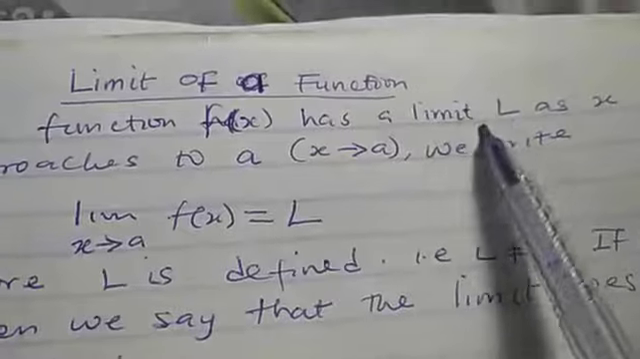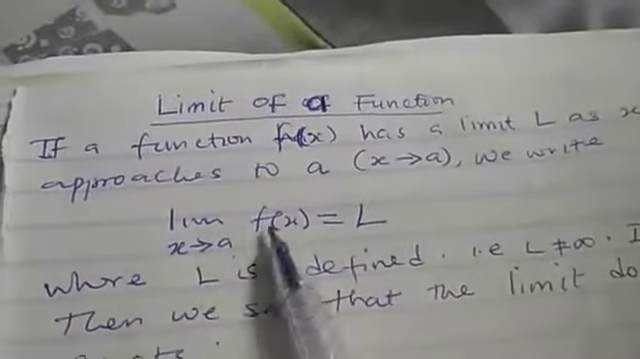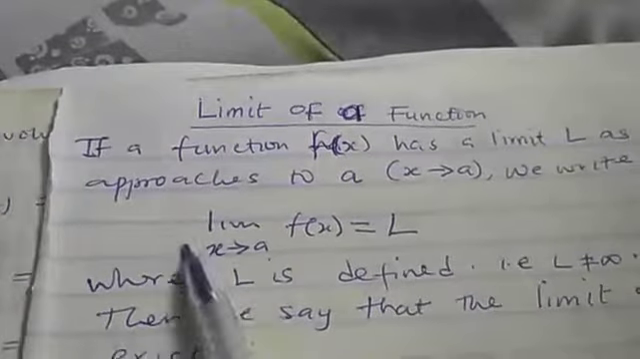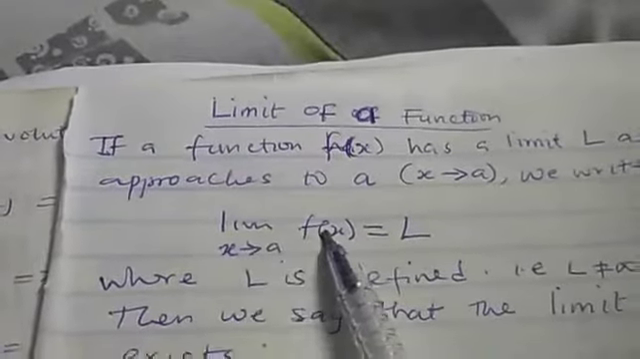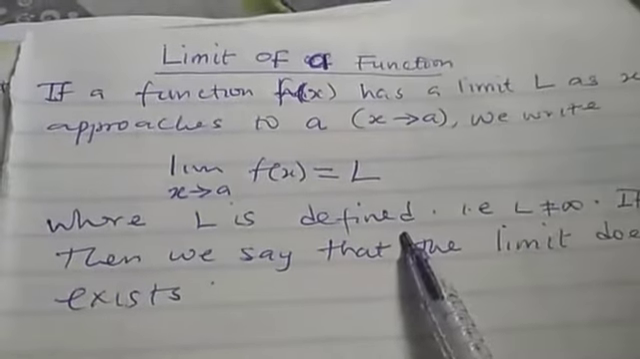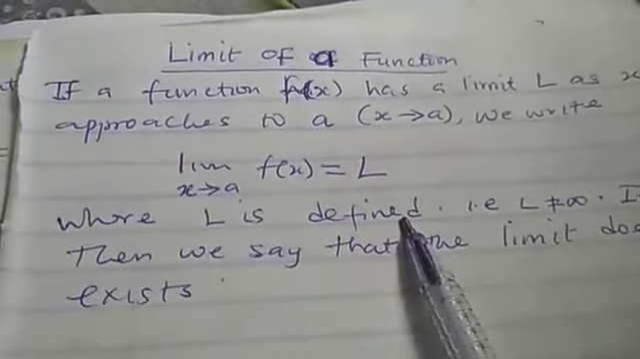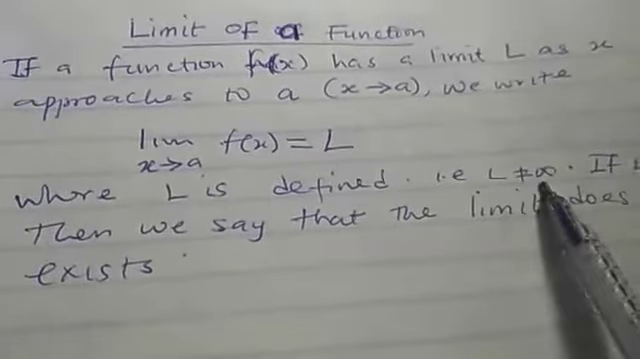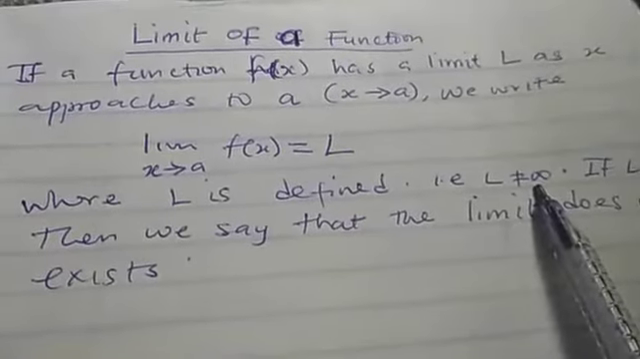Limit of a function. If a function f of s has a limit L as s approaches a, we write it in this format. This is how to write a limit. We say that the limit of f as s tends to a is equal to L, where L is defined. If they say that L is defined, that means that L is not infinity. And what do they mean by infinity?